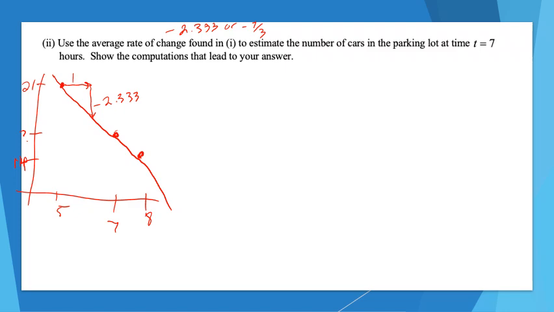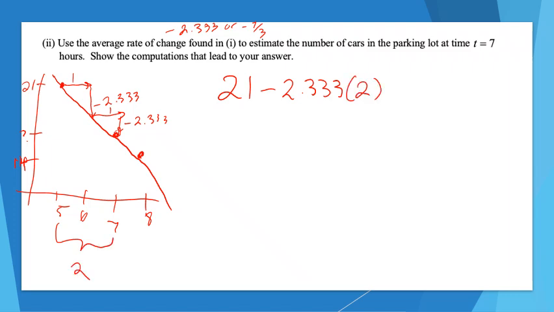Now, if we want to get from 5 to 7, moving 1 unit over to the right, we're now already at 6, and then moving 1 more unit over to the right, we are going down another 2.333, but we are at 7. So how do we know our y value? Well, we started at 21, we went down 2.333, and we did that twice because it's 2 units from 5 to 7. So here we're going to multiply that by 2.